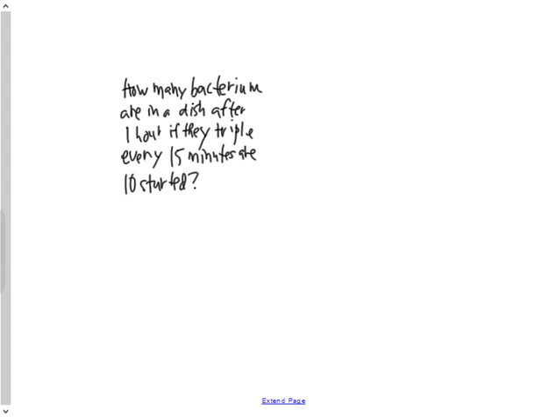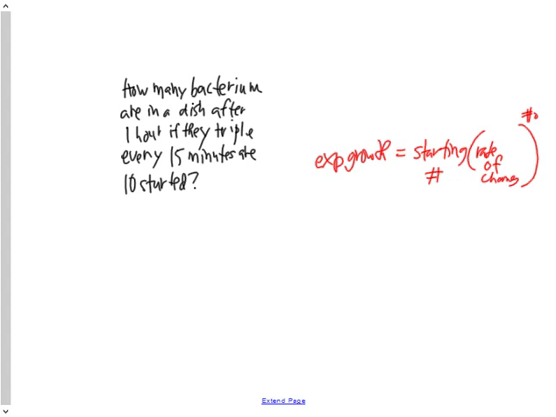Okay, we're back. Your next question is also an exponent form question. It says, how many bacteria are in a dish after 1 hour if they triple every 15 minutes and 10 started in the dish? So if you look at your formula, the formula for exponential growth is your starting number multiplied by the rate of change to an exponent of number of time units. I wrote that backward. Time units of number of.